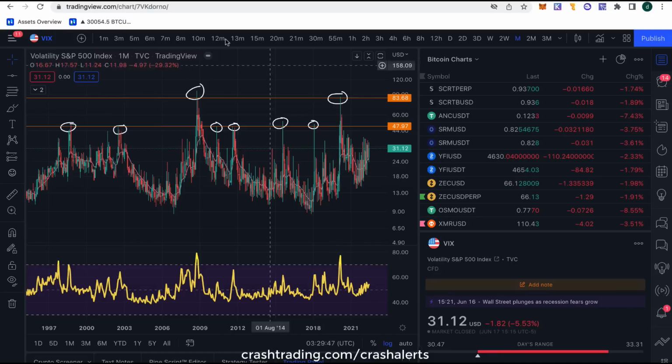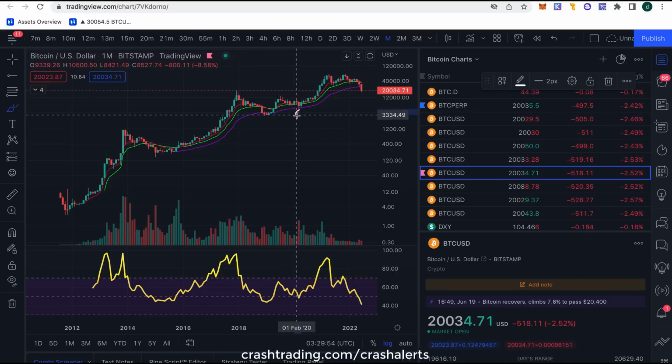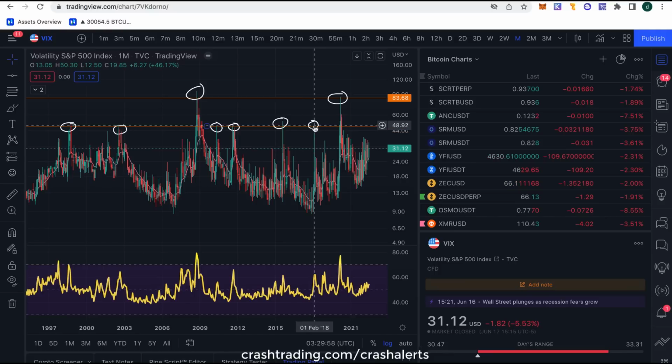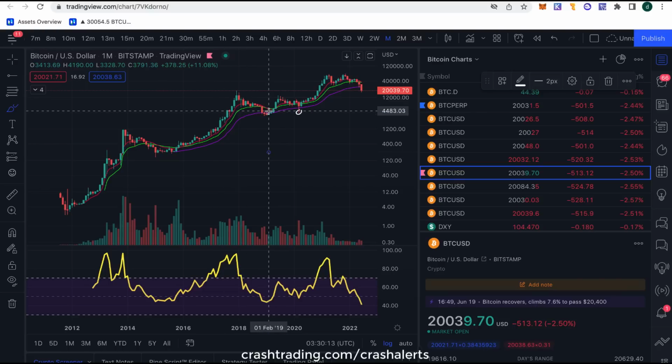March of 2020, you're going to see what happens here. Bitcoin hits a bottom, March of 2020, look at this. VIX hits 50, okay, 49. In February 2018, all right, let's go to February 2018. Oh, wow, look at this right here. February 2018, the bottom. Nice. Okay, look at that. Can I circle it? It's so small. Okay, look at that.